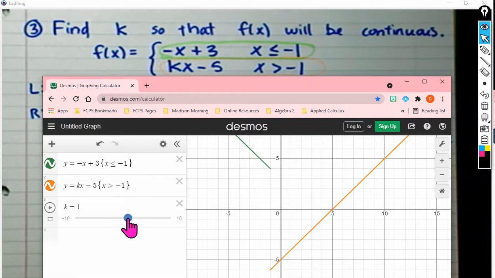But as I change the k value, I'm trying to find the k value so that it's a continuous graph. That's what you did. Okay, you found k so that the green and the orange actually meet in the same place. Could you check it in Desmos to see if you got the right value? Yes. You're looking to see where those two things overlap.